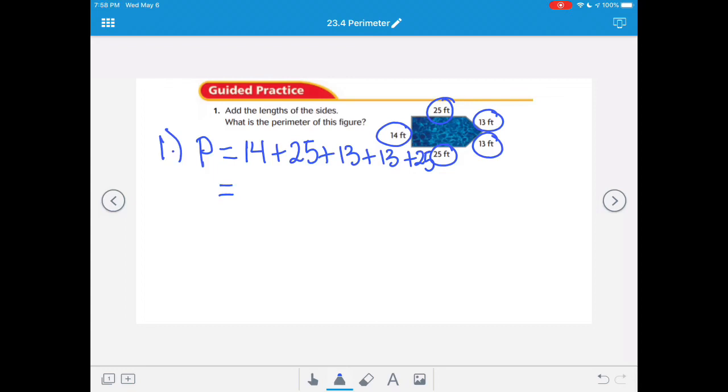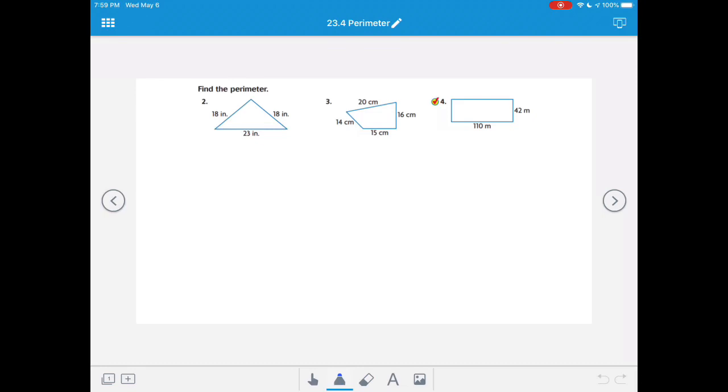Now I'm going to add these all up in my calculator. 14 plus 25 plus 13 plus 13 plus 25 equals 90. Now I need a label. My label that I used in the problem was the measurement was in feet, so my label also needs to be in feet. And that's it. Easy peasy.